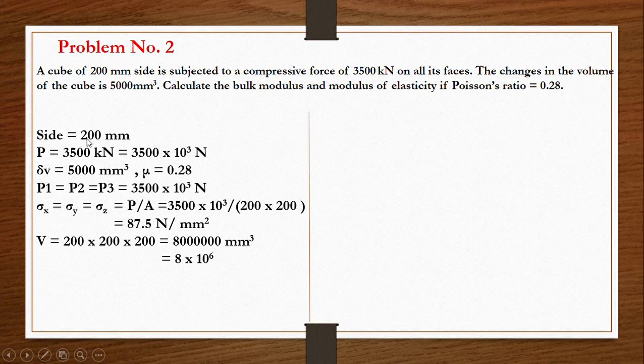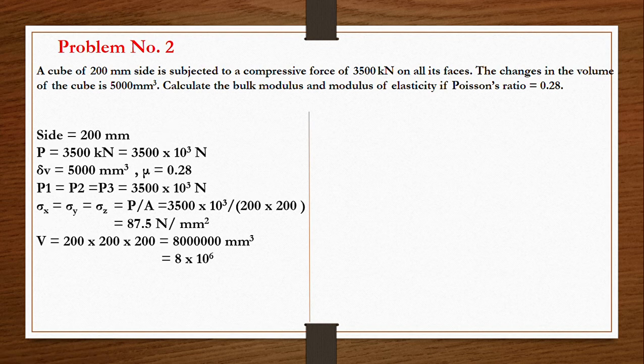So as the side is 200 mm, the value of P is 3500 kilonewton, so 3500 into 10 to 3 Newton. The change in volume, delta V, is 5000 mm cube. The value of mu is given as 0.28. All forces are the same, so P1 is equal to P2 is equal to P3, which is equal to 3500 into 10 to 3. And we know that as the forces are the same, all the stresses will be the same.